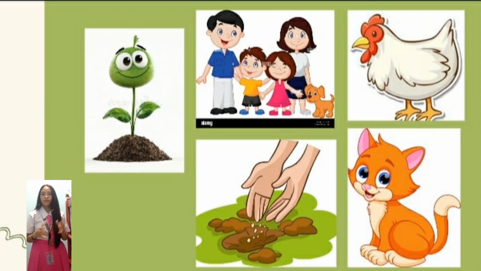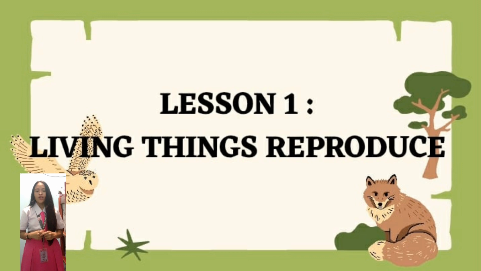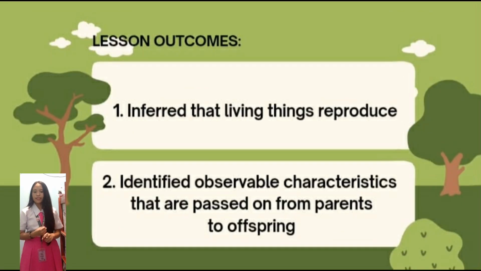So, for this afternoon, do you have an idea what our topic is today? None. So, our topic for this afternoon is all about how living things reproduce. Before we start, allow me to read our learning outcomes. First, infer how living things reproduce. Second, identify the observable characteristics that are passed on from parents to offspring.